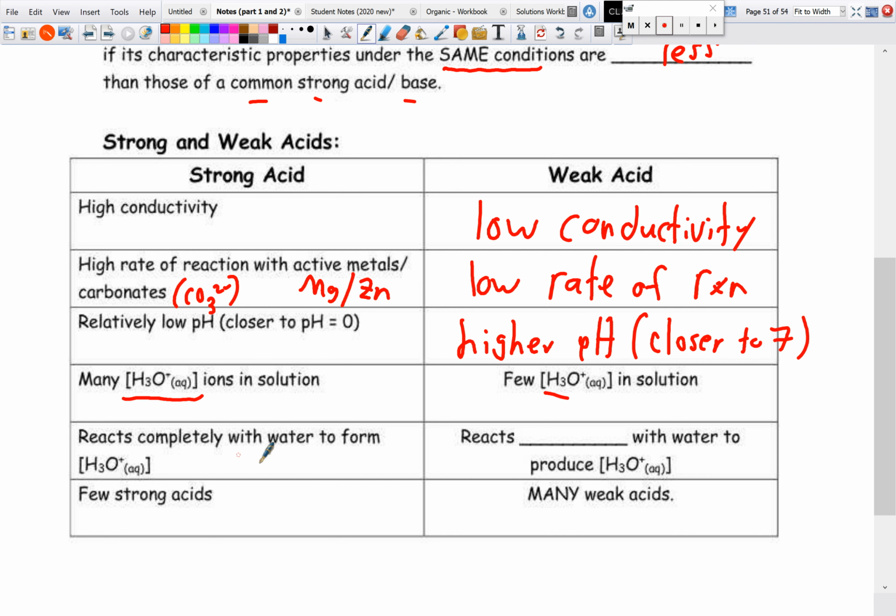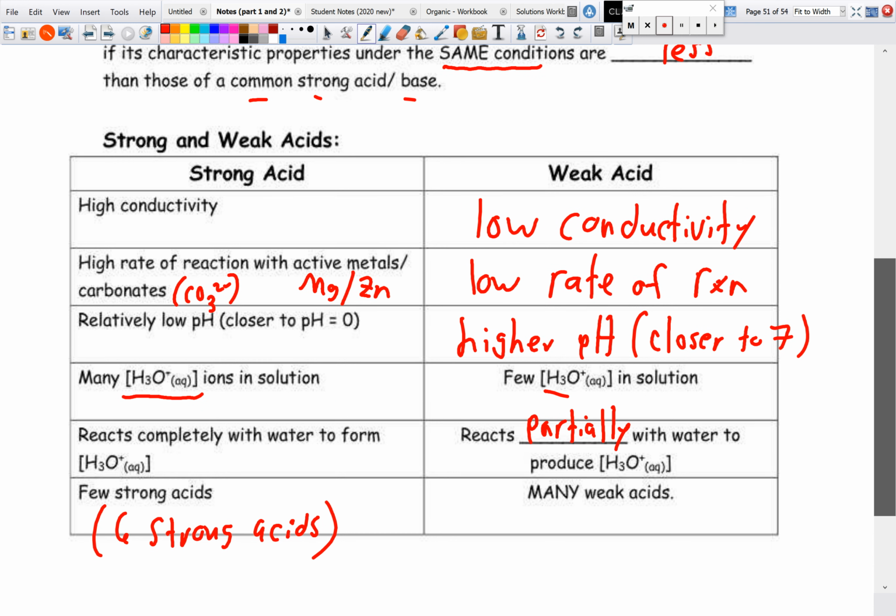Our strong acids react completely with water to form hydronium, whereas our weak acids only react partially with water to produce hydronium. Remember, there are only 6 strong acids, and there are many, many, many weak acids. So basically, if you have an acid that doesn't fall within that strong acid category, it's going to be considered weak. So that is all the properties for the acids.